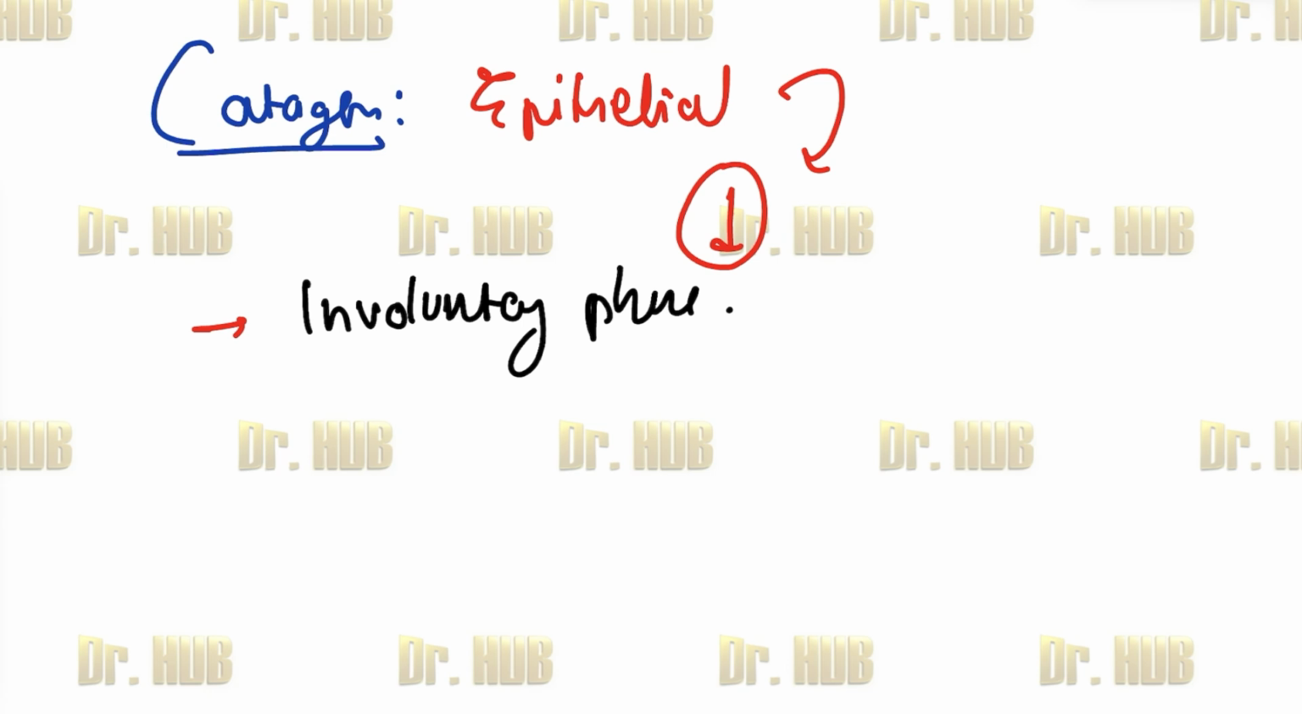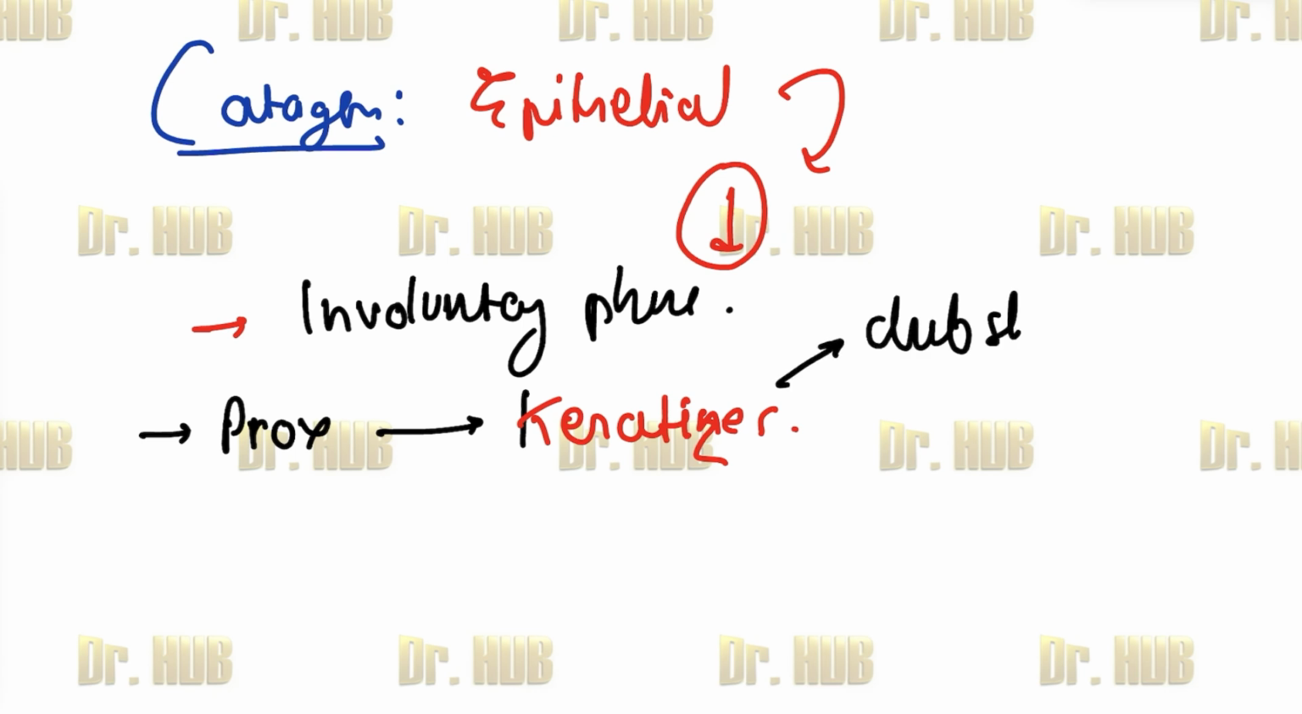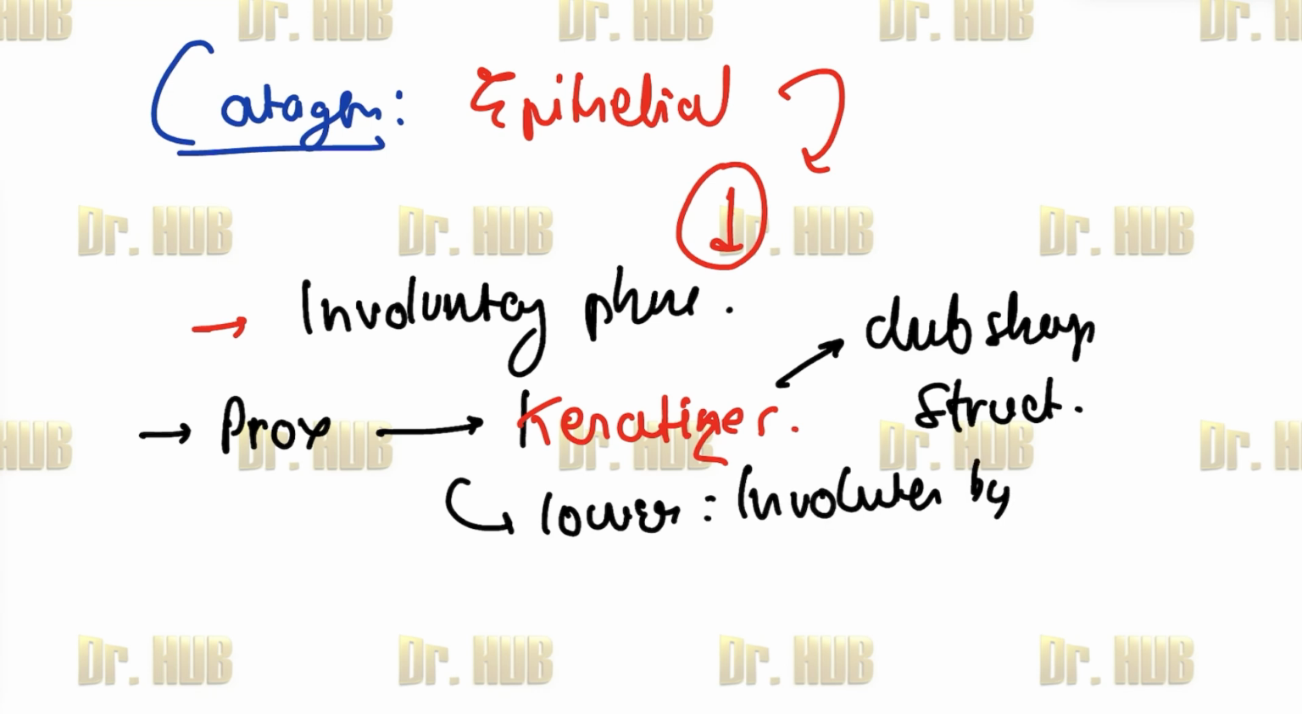During the catagen, the proximal end of the hair shaft keratinizes and forms a club shaped structure, and the lower part of the follicle involutes by apoptosis.